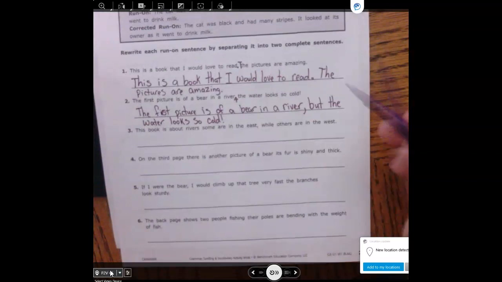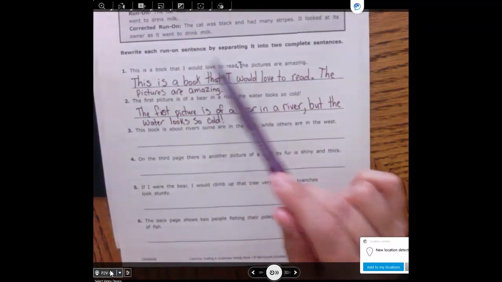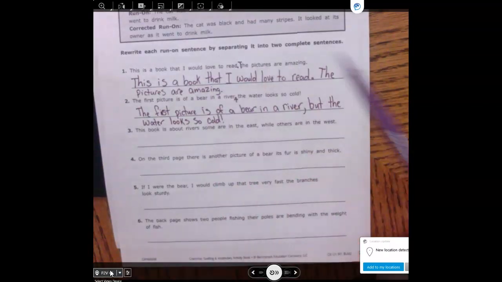So on the rest of these, you're going to go ahead and take over. So you're going to rewrite each sentence by separating it into two complete sentences. You can do that with a period and capitalizing the next letter, or you can add a comma and add a conjunction such as but or and, while, because, those kinds of things.